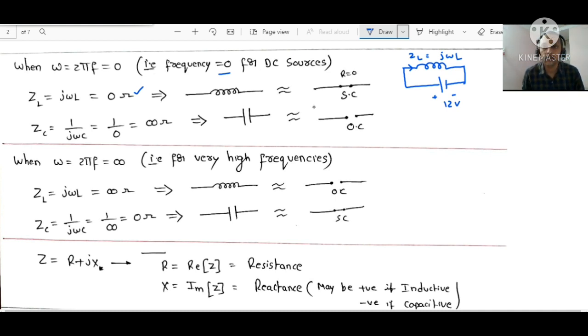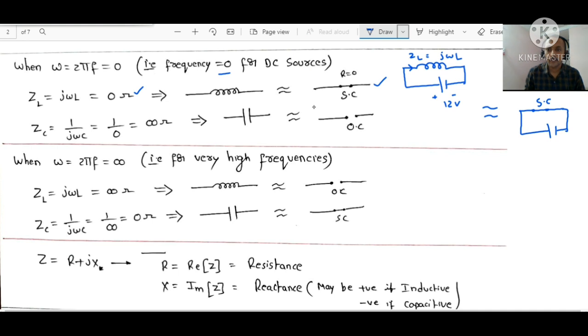ZL will become 0 ohms because of the frequency of the applied voltage. Very, very important. ZL became how much? 0 ohms. The moment the impedance is 0 ohms, it acts like a short circuit. That means this circuit is equivalent to like this. The inductor behaves like a short circuited path and a very high amount of current flows. Like this, the inductor became a short circuit.